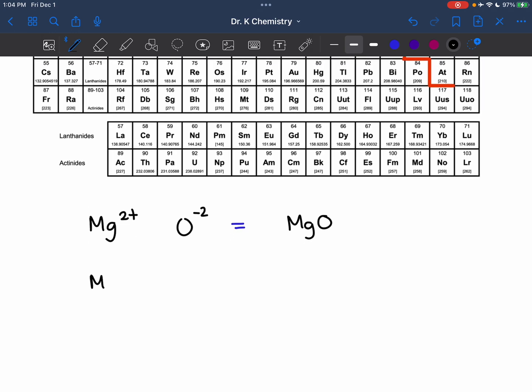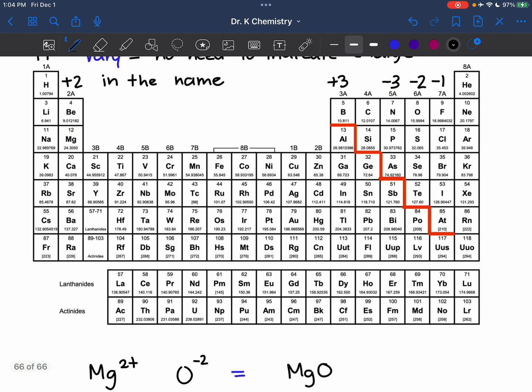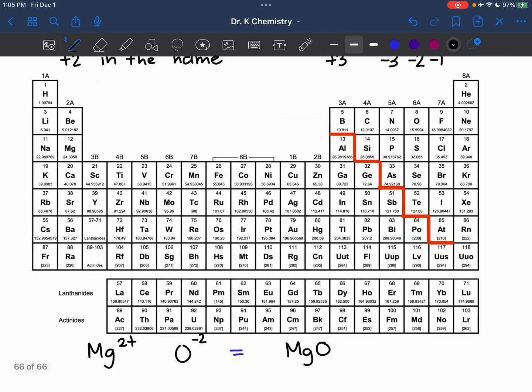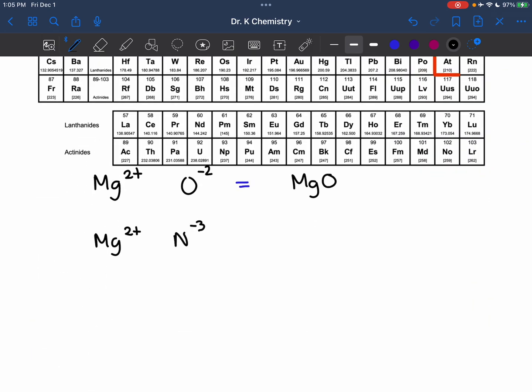So for example, we could take magnesium and bond it to, let's try nitrogen. Nitrogen is in group 5A, which means it'll have a charge of -3. So here the charges don't cancel, which means in order to form a formula, I'm going to write the cation first, the anion second, and what we can do is cross the charges over. So the 2 will come down behind the nitrogen, and the 3 will come down behind the magnesium.